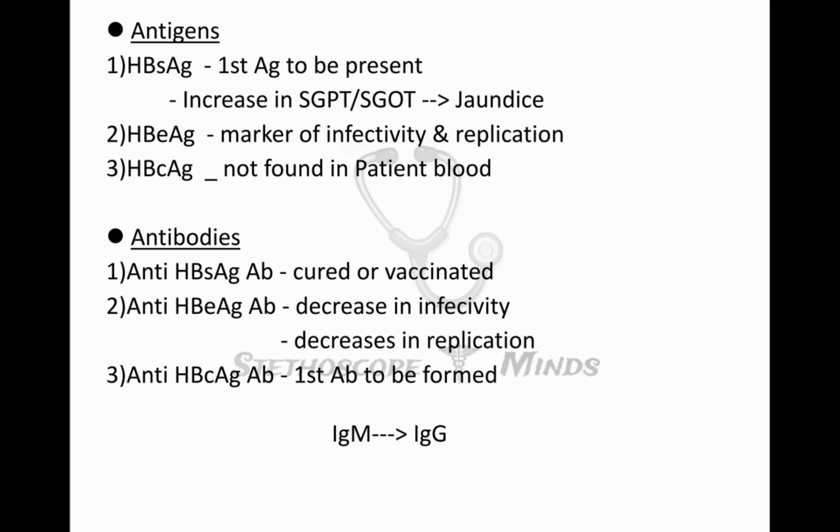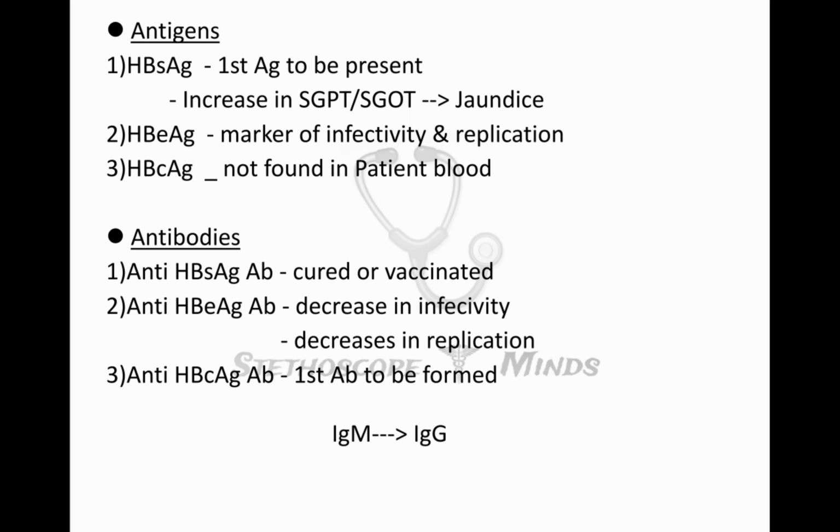HBsAg, which is surface antigen, is the first antigen to be present, with an increase in liver enzymes such as SGPT or SGOT, so the patient consults us with jaundice. Next one is HBeAg, which is envelope antigen. It is a marker of infectivity and replication. Next one is HBcAg, which is core antigen. It is not found in the patient's blood.